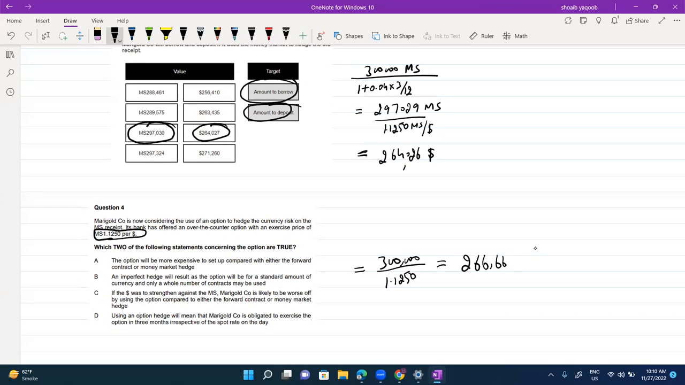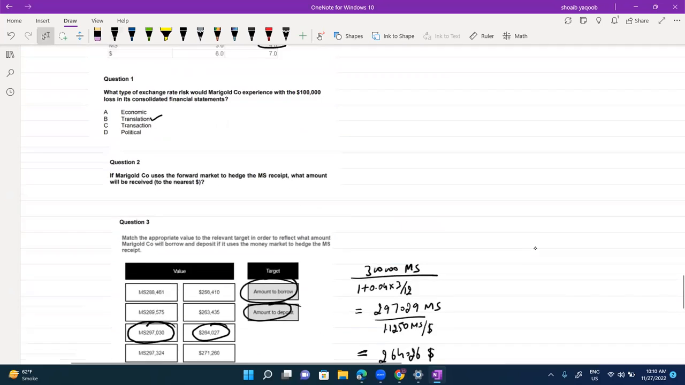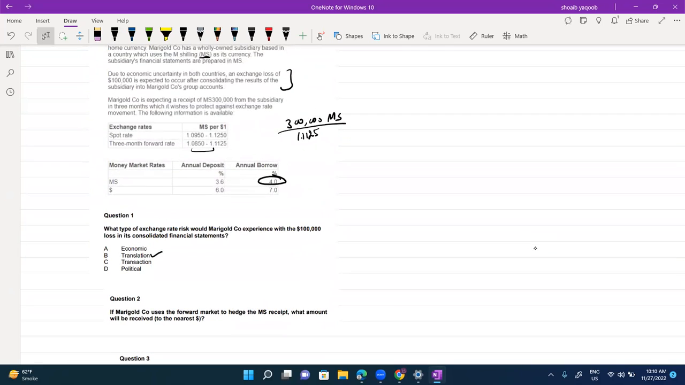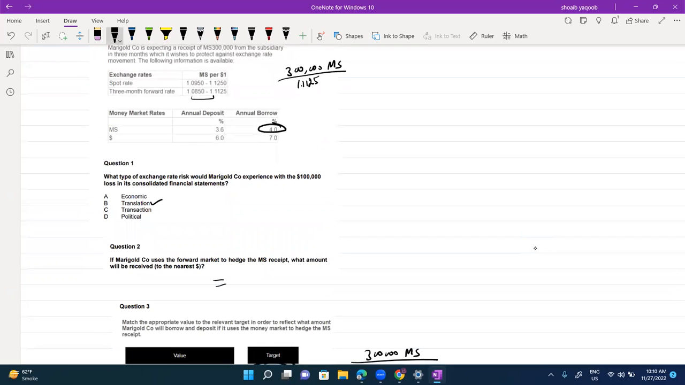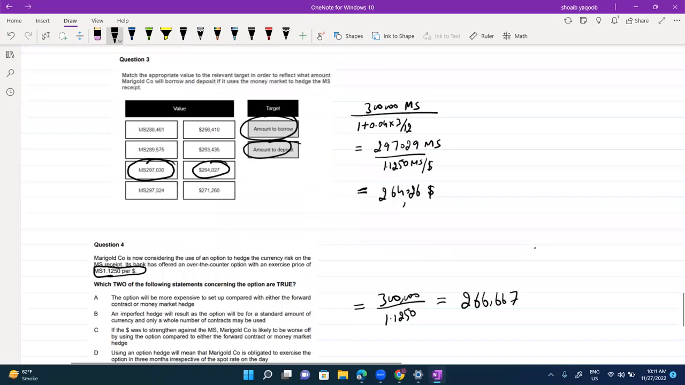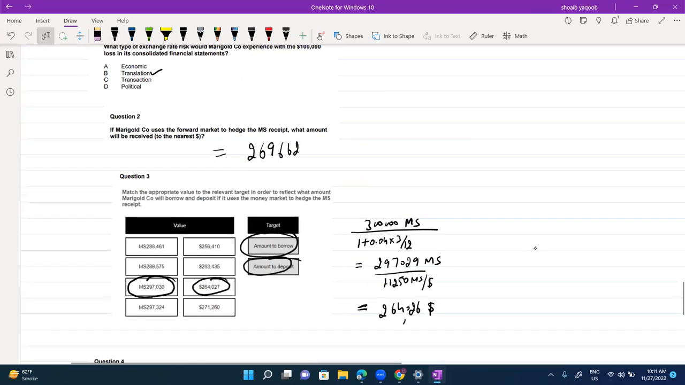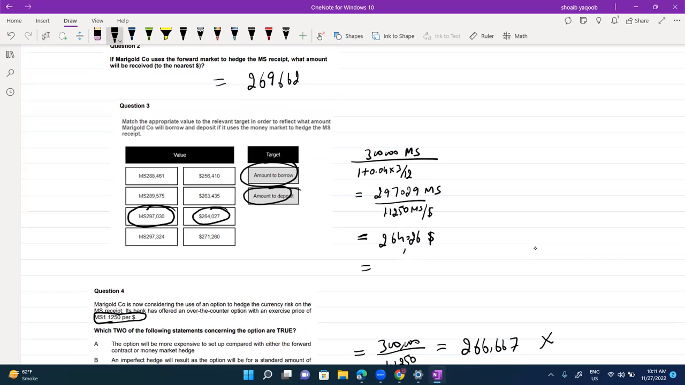Okay, what is the answer of forward? फॉरवर्ड का आंसर क्या था, कुछ याद है? 269 कुछ था ना? ये डिवाइड कर देना इसको. What was the answer of forward? 269662. So this is not good compared to the forward. फॉरवर्ड ज्यादा बेहतर है. और फिर इसको वो डिपॉजिट भी करना है.